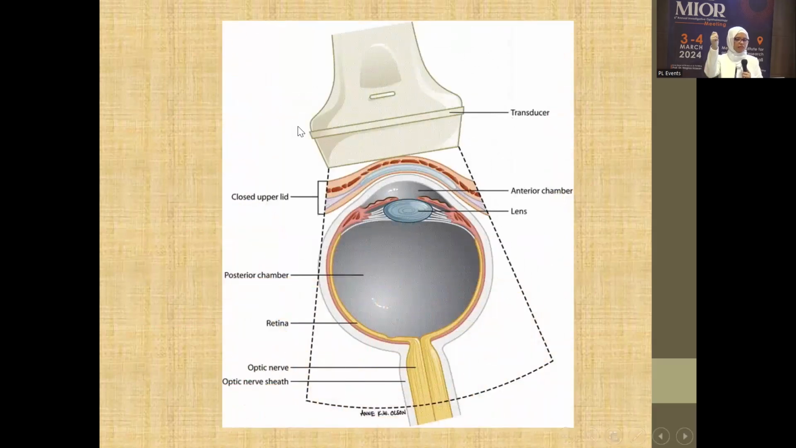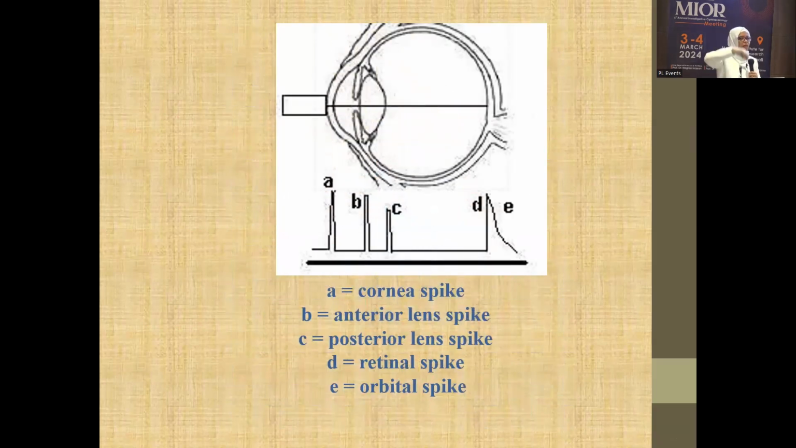So when the sound hits the cornea, it will make an echo. When it hits the anterior surface of the lens, it will bring an echo. When it hits the posterior surface of the lens, vitreous, retina, choroid, posterior globe wall. Okay, so the echoes are the reflection of the ultrasound hitting structures inside the eye.